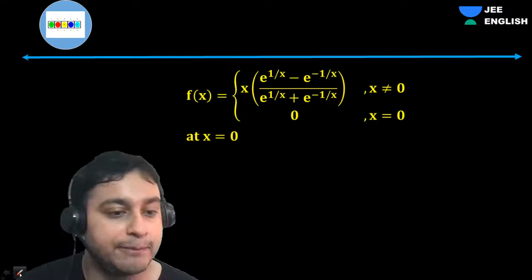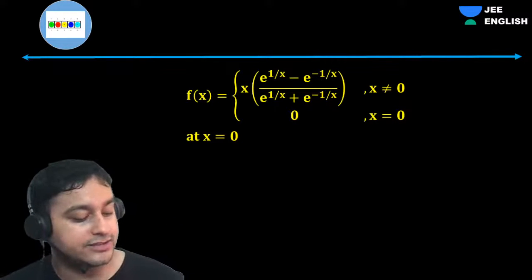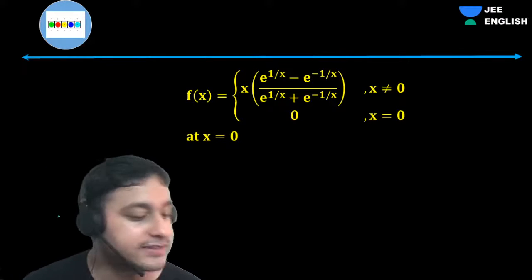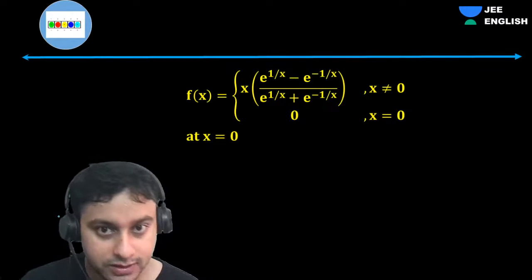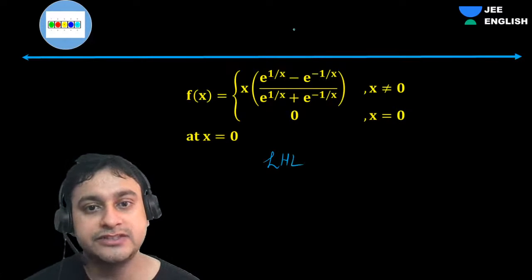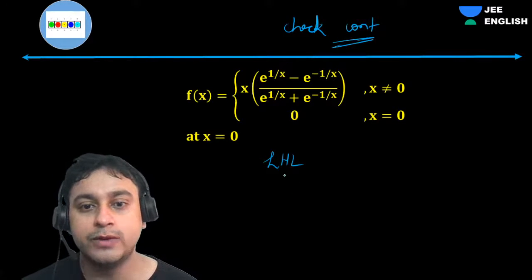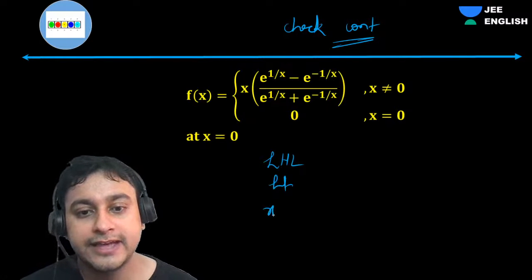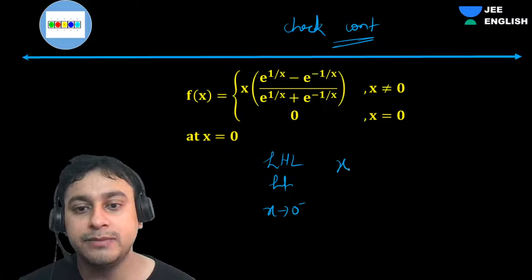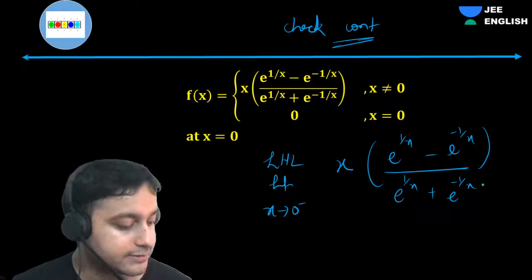Now this is a very good example, guys, which I'm taking. First I will obviously calculate the LHD and RHD, but first I would like to check its continuity. So guys, if I look at the continuity, let's check the continuity first. If I look at LHL at 0, what will that be? Limit x tending to 0 minus of x into (e power 1 by x minus e power minus 1 by x) upon (e power 1 by x plus e power minus 1 by x). Okay, guys.